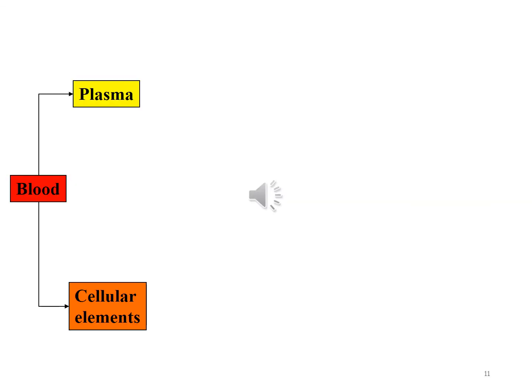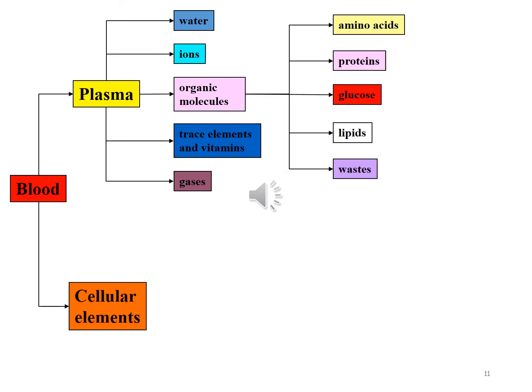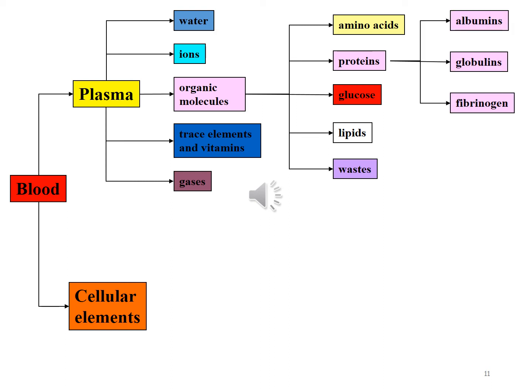Okay, blood consists of both plasma and the cellular elements. In plasma, 92% is composed of water, while the remaining 8% are ions, organic molecules, trace elements, vitamins, and some gaseous molecules. And you have a wide range of organic molecules, such as the following: amino acids, proteins, glucose, lipids, and some waste products.